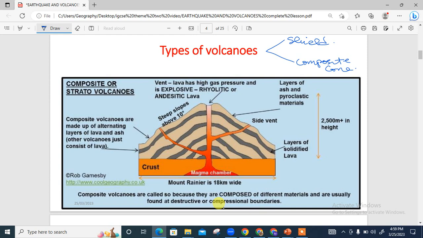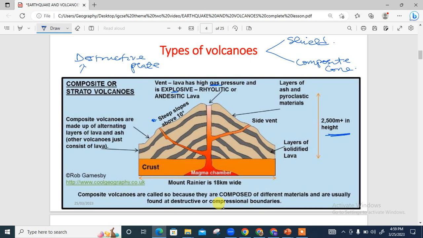The first thing you should look at is that a composite cone volcano has a steep slope, and also a greater height, so it's usually taller than the shield volcano that we are going to look at shortly. The vent lava has high gas pressure and is usually very explosive. A composite cone volcano is formed along a destructive plate boundary. We are going to look at plate boundaries during the course of this class. The destructive plate boundary is where you find composite cone volcanoes.